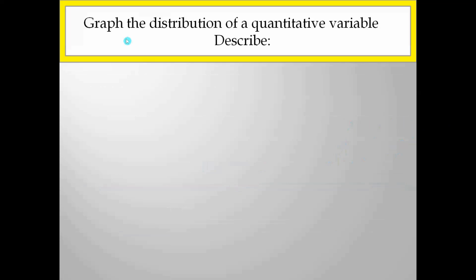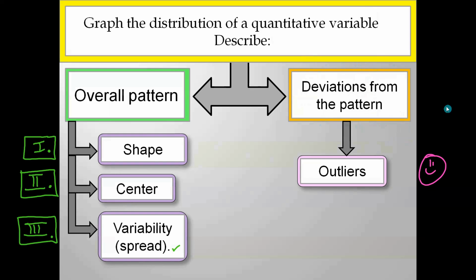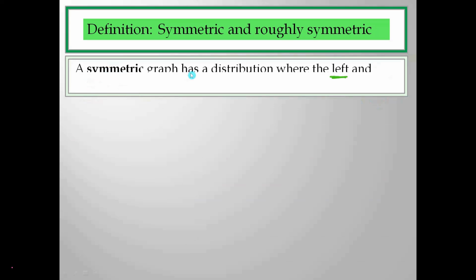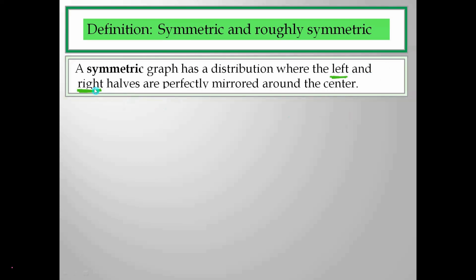We want to describe the graphs of quantitative data. What we're going to first focus on is the overall pattern, the shapes. Let's look at the first types of shape. We're going to look at symmetric and roughly symmetric. A symmetric graph has a distribution where the left and right are perfectly mirrored around the center.